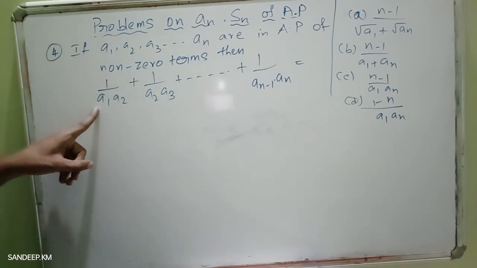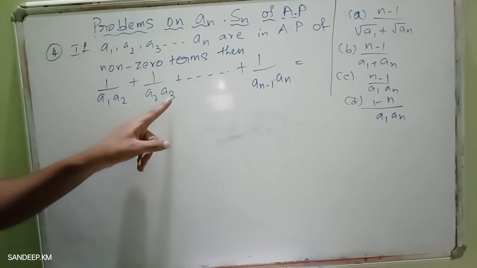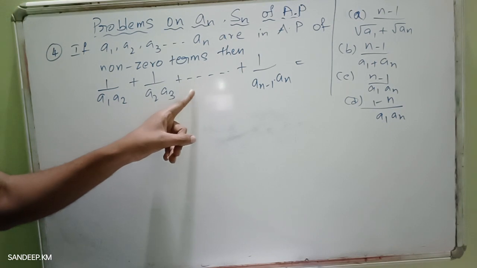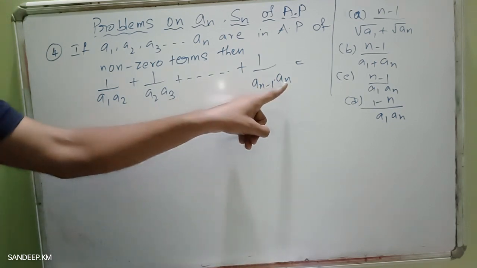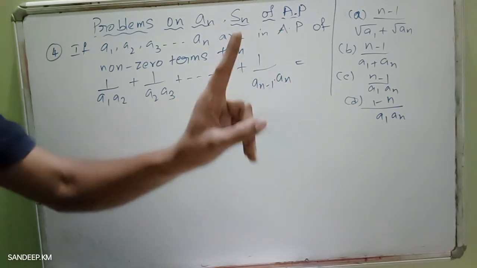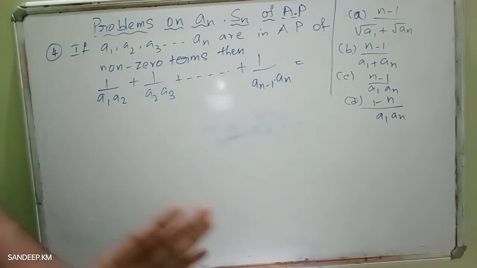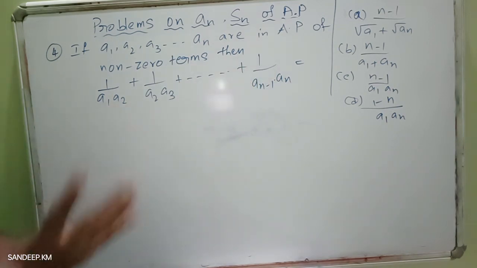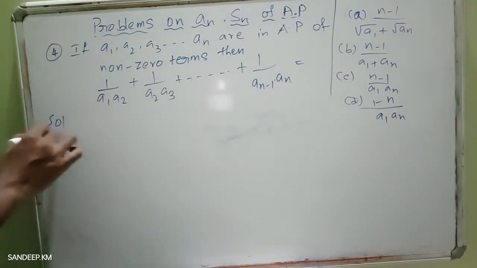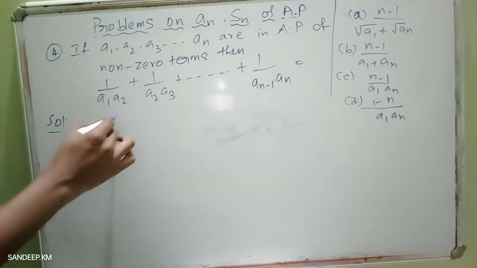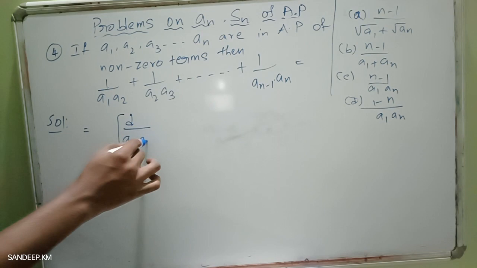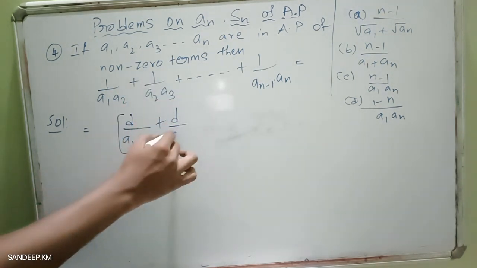We know that a2 minus a1 is the common difference D. a3 minus a2 is also D. Next one, a4 minus a3 is also D, and so on, an minus an minus 1 is also D. Since all are equal to the common difference, I'll do one thing. I'll multiply the entire numerator with the common difference D and the denominator with D. So what happens? In our first step, the numerator is multiplied with D.